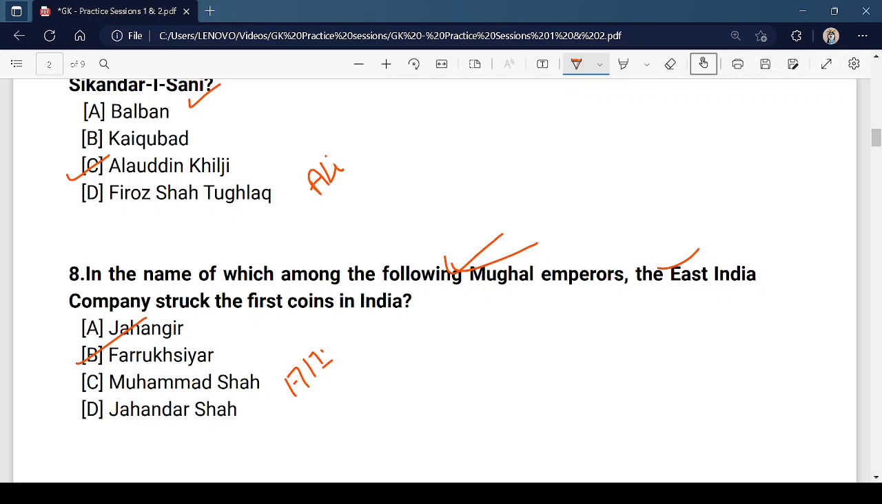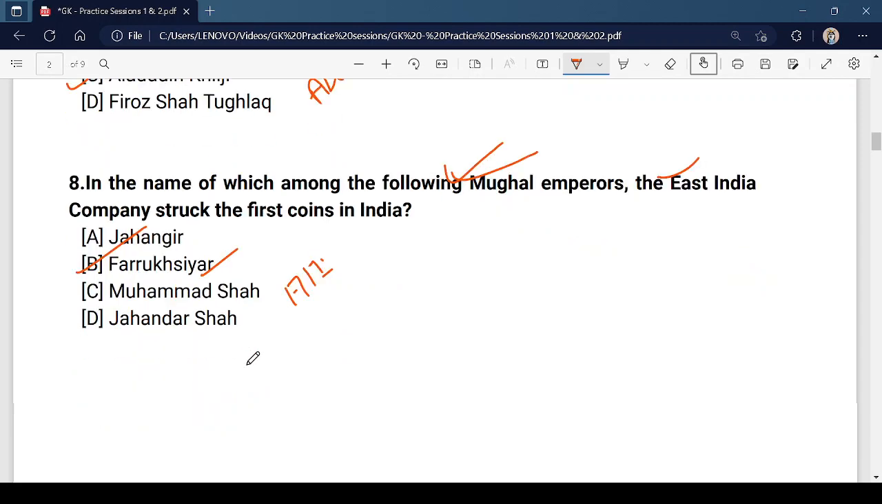So he gave the permission, and the question was under whose name. The right answer is Farooq Siyar. Okay, Farooq Siyar. Chalo, next question.